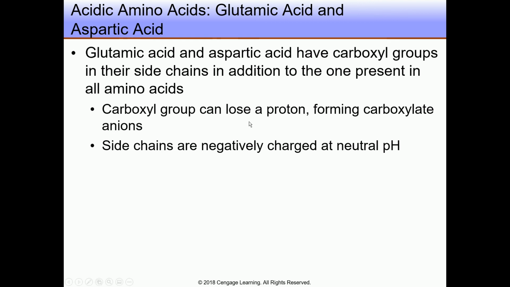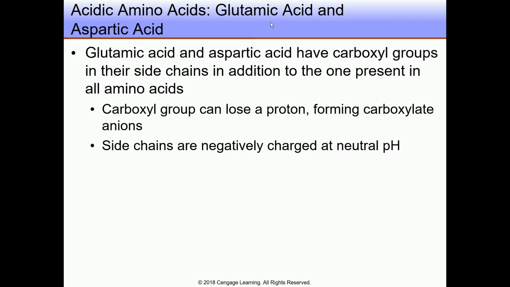Every amino acid has an amino group as well as a carboxyl group. But these two amino acids have a carboxyl group in their R group also. That is why these amino acids are negatively charged, because a carboxyl group is a donor of protons, and as a result, the carboxyl group gets a negative charge on itself. So that is why these amino acids belong to this category.